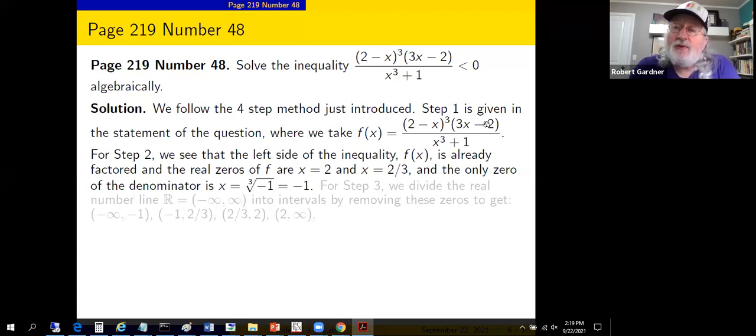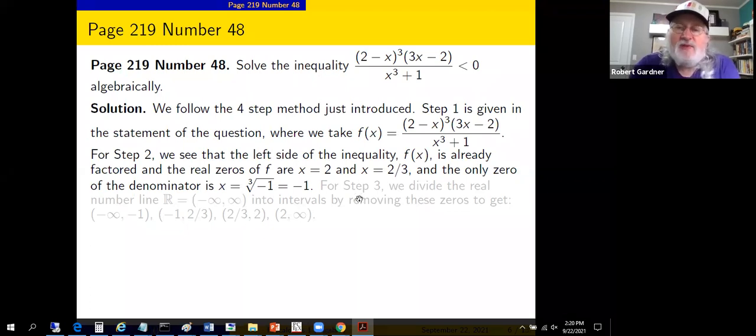And when this factor equals 0, that's x equals 2/3. So these are 2 points of interest. We'll take the real number line and remove these 2 points, along with where the denominator is 0. The denominator is 0 when x equals the cube root of -1. When x cubed equals -1, we'll have division by 0. That we can solve algebraically to produce the only real value of -1.